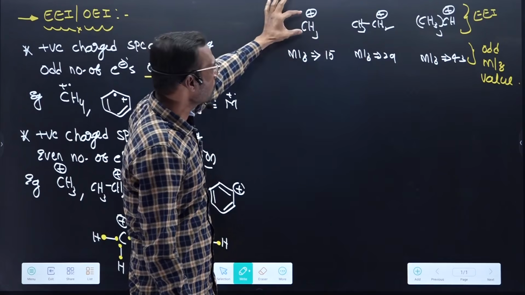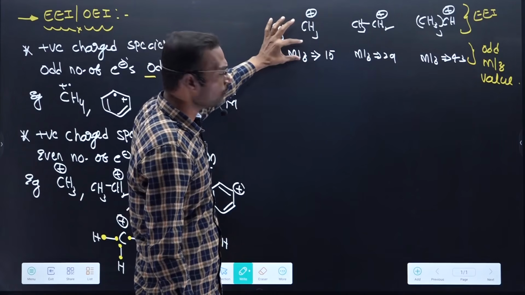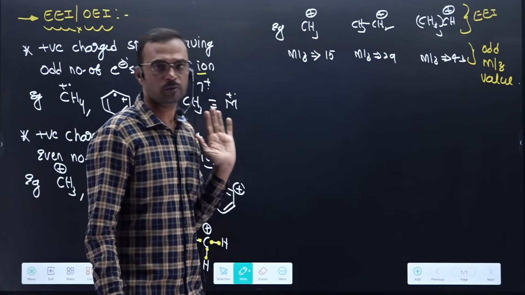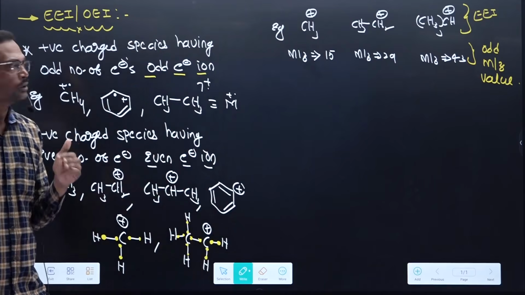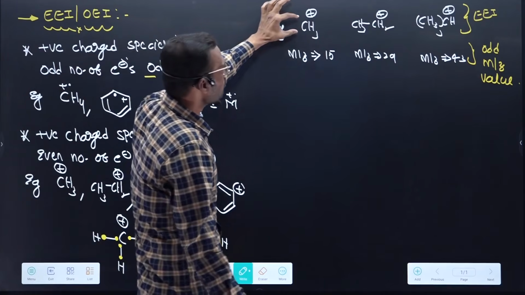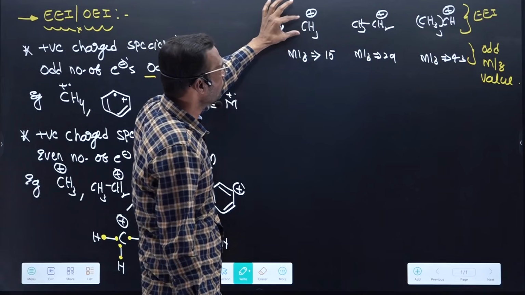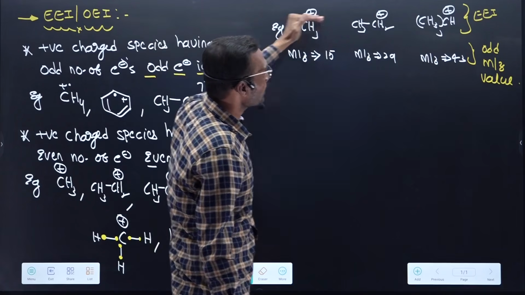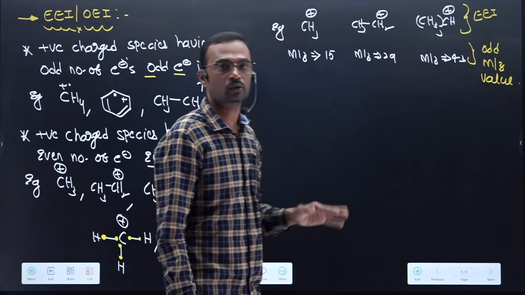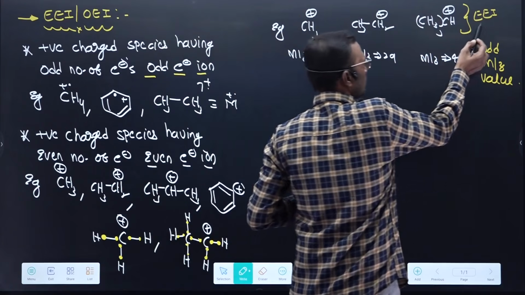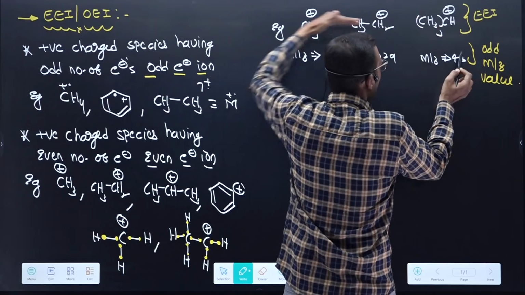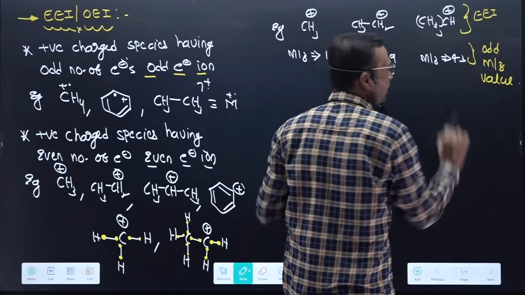So a cation may be an even electron ion and may give an odd m by z value. That is possible. So don't think that only with the help of mass we are writing these particular cations. That is a wrong statement. Only with the help of m by z value we are not writing these cations. We are writing based on electrons. See, this representation is based on the number of electrons. This representation is based on m by z value only.